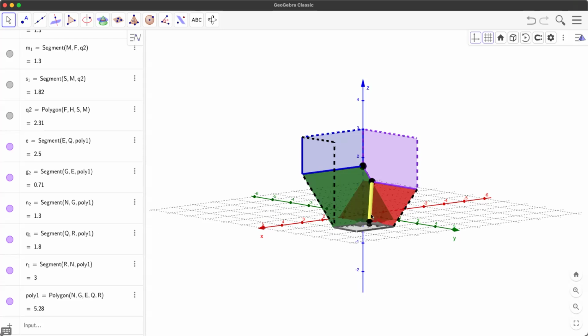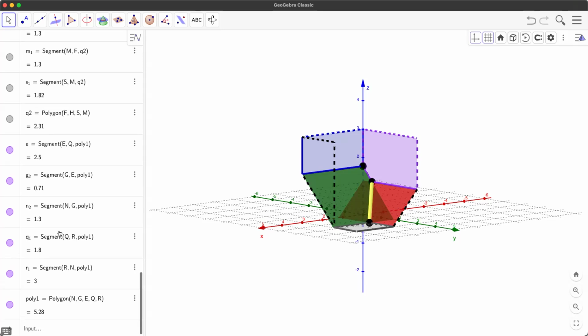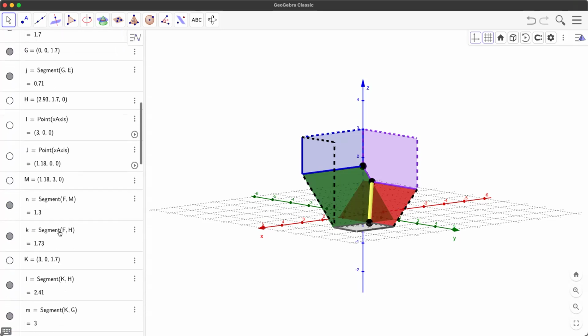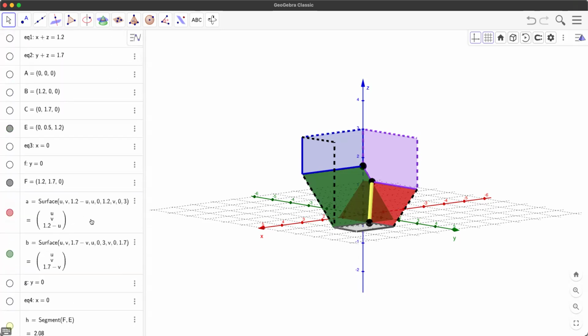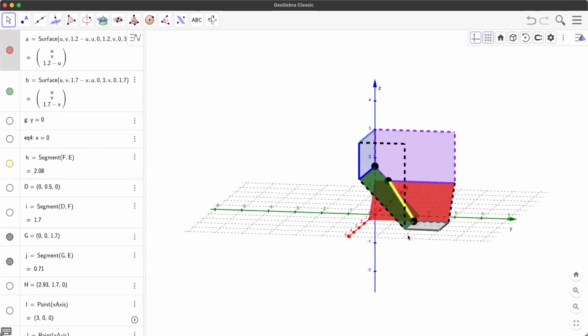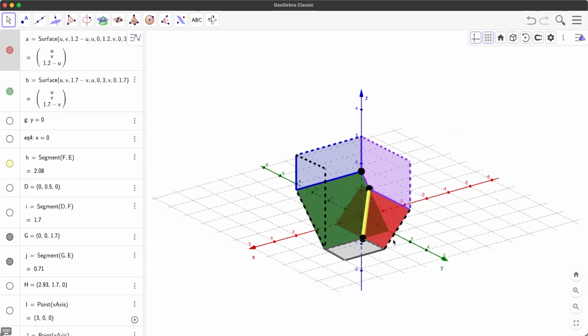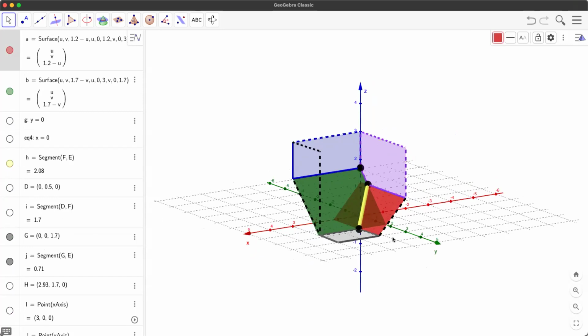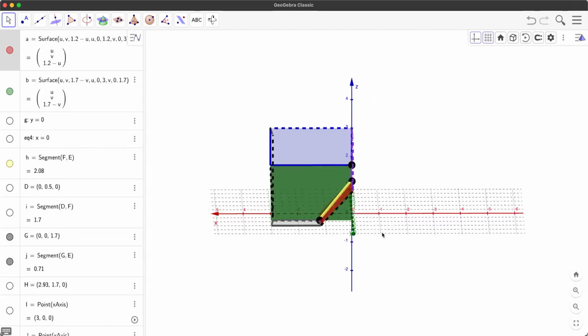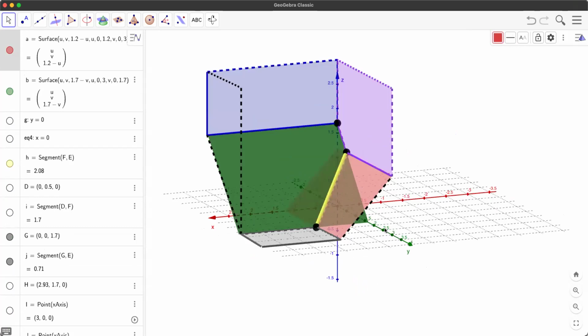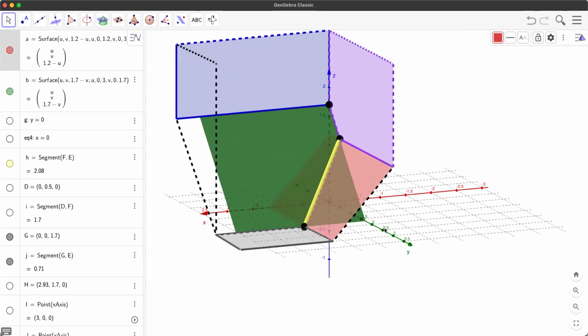There are so many things here, but the red plane is the one that corresponds to this equation. Let me see if I can zoom in. The idea is that you have to imagine that this goes forever. If I had drawn all the planes, it would be a mess.